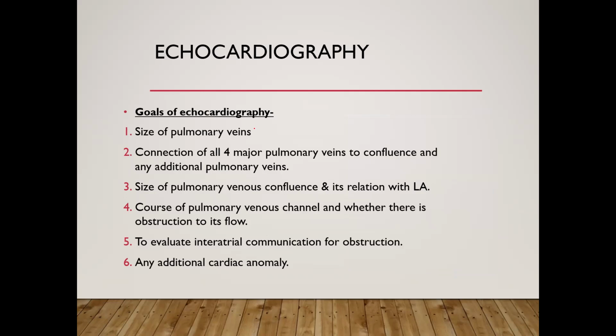The first is the size of the pulmonary veins and connection of all 4 major pulmonary veins to the confluence, any additional pulmonary veins, the size of the pulmonary venous confluence and its relation to the left atrium, and the course of the pulmonary venous channel, whether there is any obstruction after the origin from the common pulmonary venous confluence, and to evaluate the intra-atrial communications for obstruction and additional cardiac anomaly. Each point has prognostic significance.